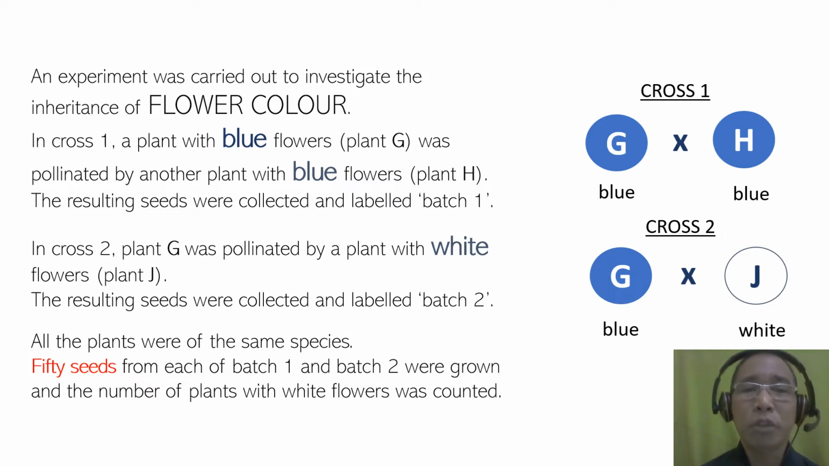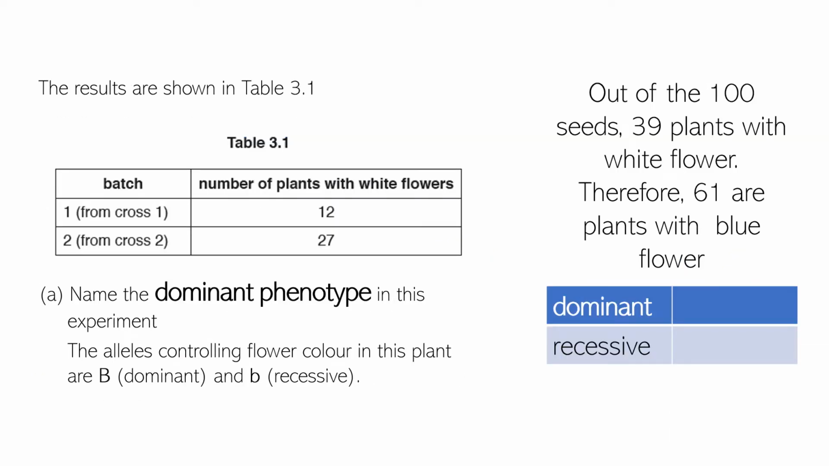50 seeds from each of the batch 1 and batch 2 were grown, and the number of plants with white flowers was counted. The results are shown in table 3.1. Batch 1, we have 12 white flowers, and in batch 2, 27. So the question is asking, in A, name the dominant phenotype in this experiment. The alleles controlling flower color in this plant are capital B, dominant, and small letter b, recessive. Let us try to answer which color is dominant.